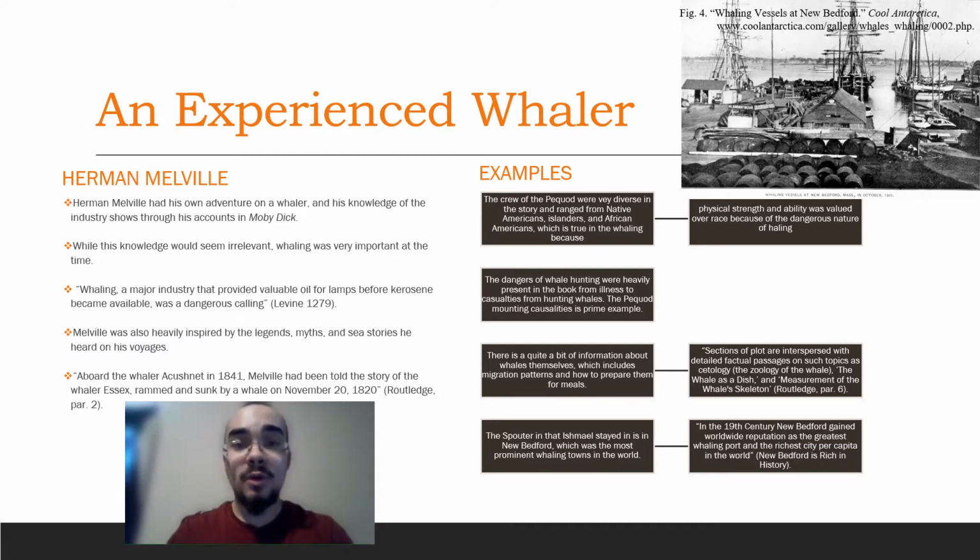There are actually quite a bit of examples of Herman Melville's experience within the book. One, of course, is the diverseness of the crew. The task depended on strength and not race, so you saw Islanders, Native Americans, and African Americans within his story. Plus, the danger was also present. Whales would destroy ships and bring a lot of casualties, like on the ship in Moby Dick.